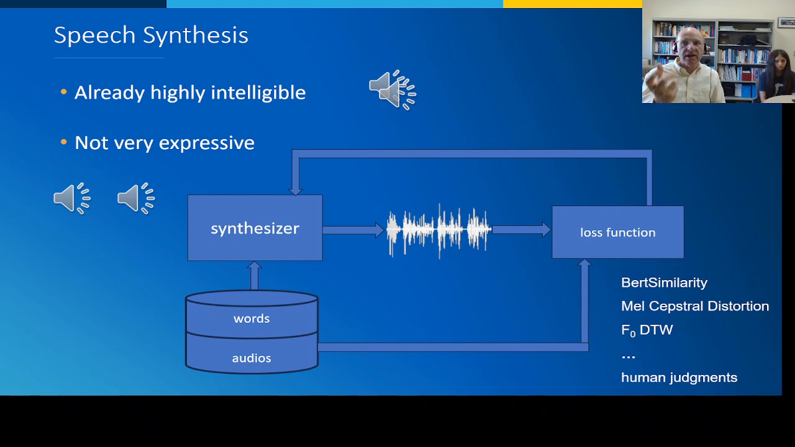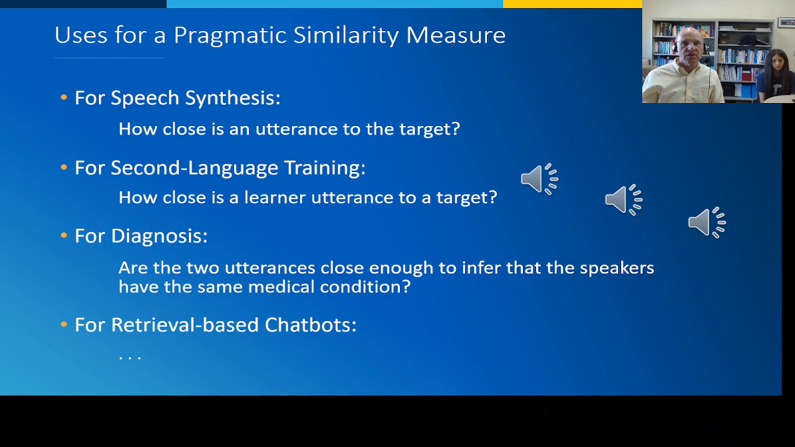We want to build a better loss function, a better measure of the similarity between two speech clips. So just to put those things in a list, for speech synthesis, we have an application. For second language training also. Imagine somebody wants to learn how to say yes in English in different contexts. In different situations, you want to have different pragmatic force on your yes. And I can illustrate some of that.